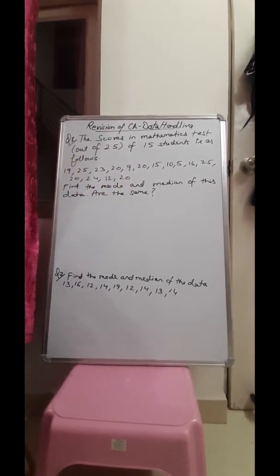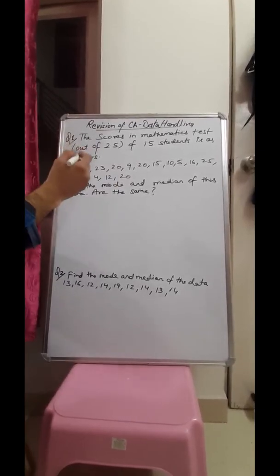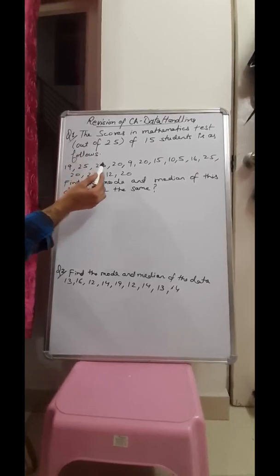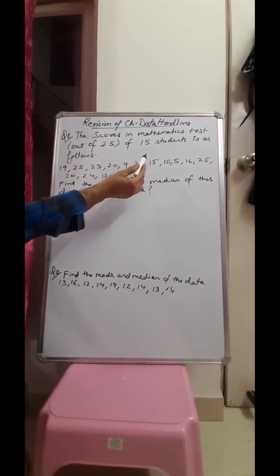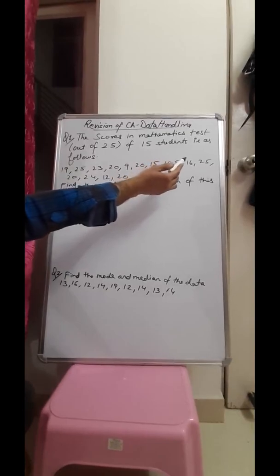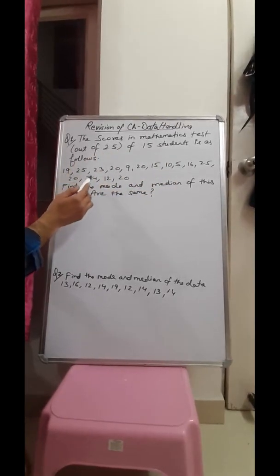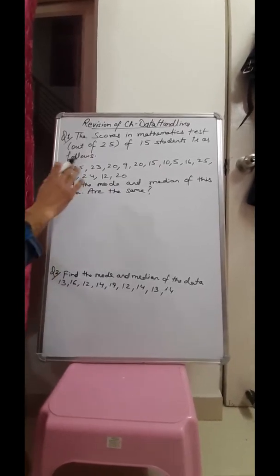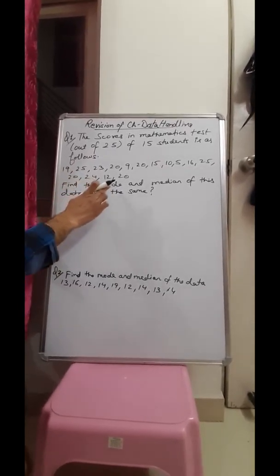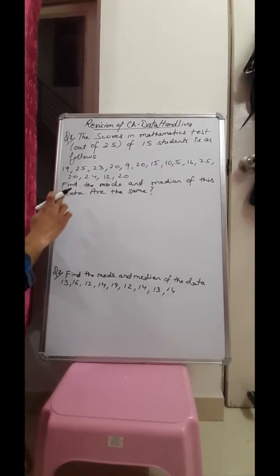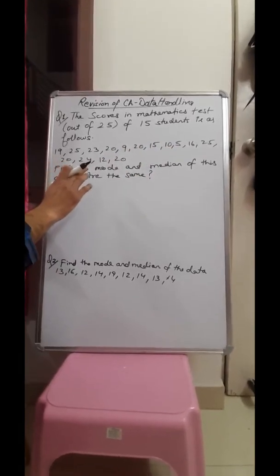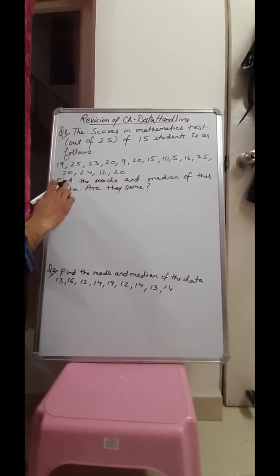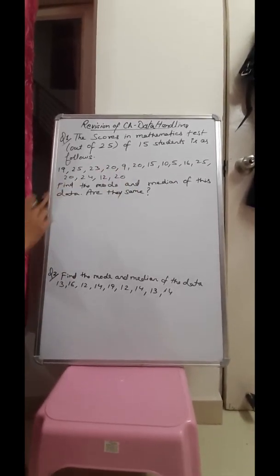25. So here the observations of 15 students' marks are: 19, 25, 23, 29, 20, 15, 10, 5, 16, 25, 20, 24, 12 and 20. Now find the mode and median of this data. Are they same? So here we have been asked to find out the mode and the median of this data.